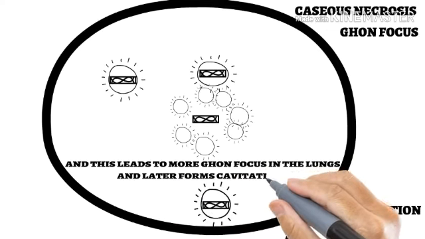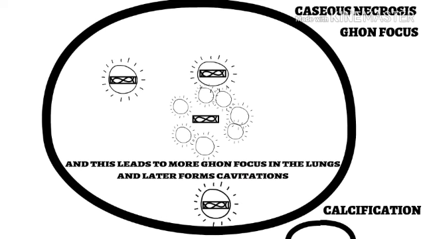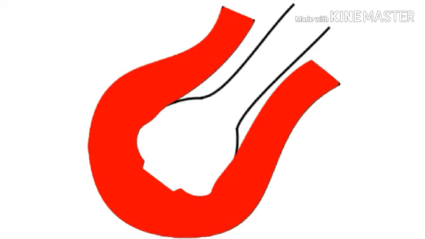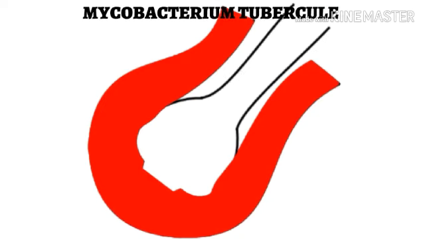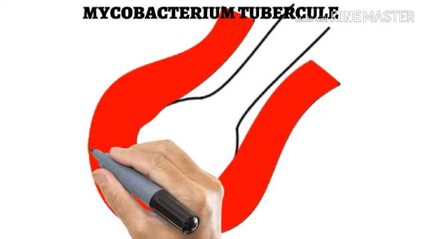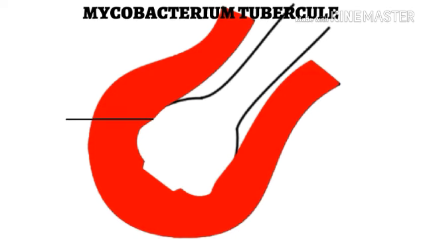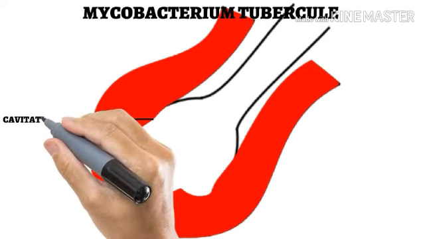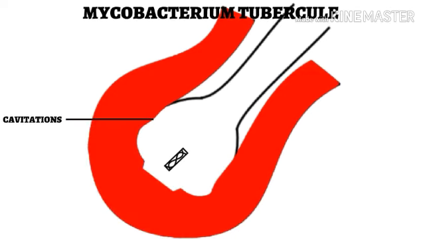And later it forms cavitations. So the more the Ghon focus, the more the cavitation of the alveoli, which causes this microorganism to have easy access into the bloodstream, and those are the cavitations. You can see that the respiratory membrane is no more there, so this microorganism becomes activated again and travels into the blood.